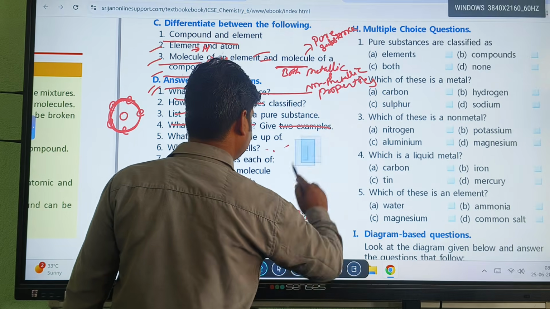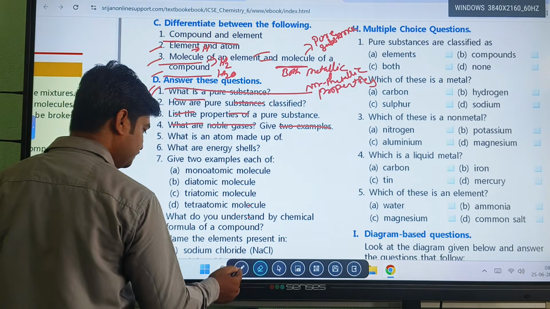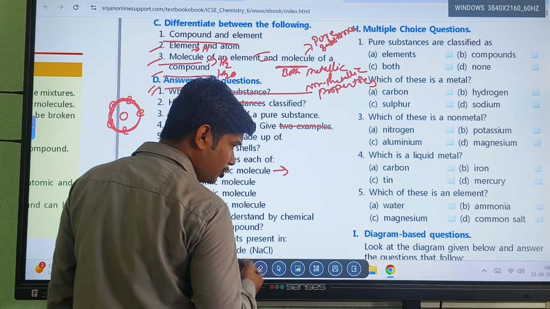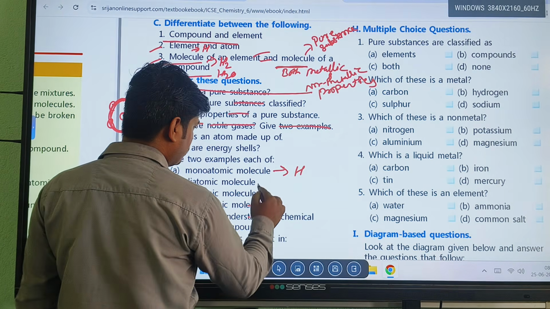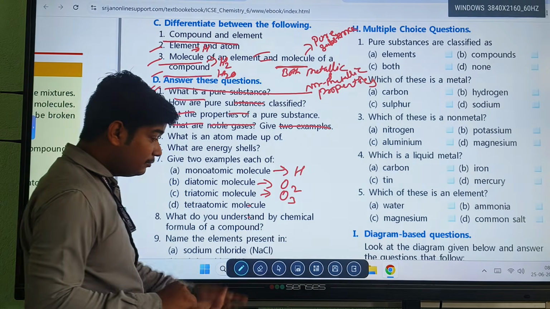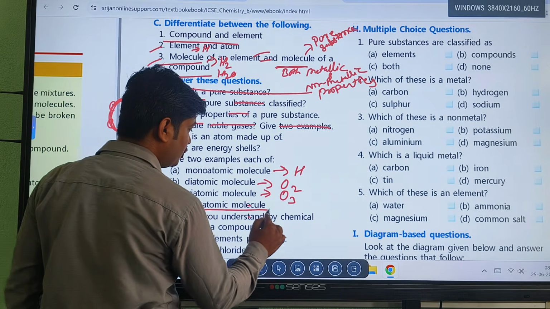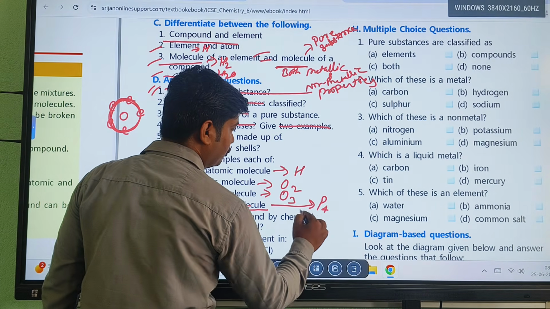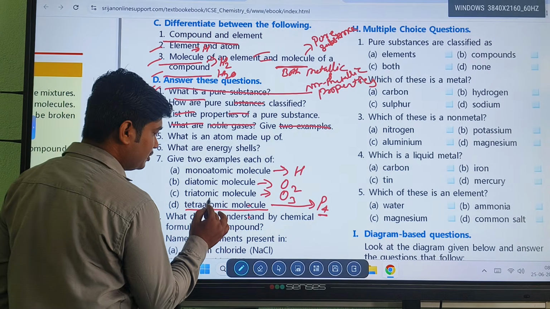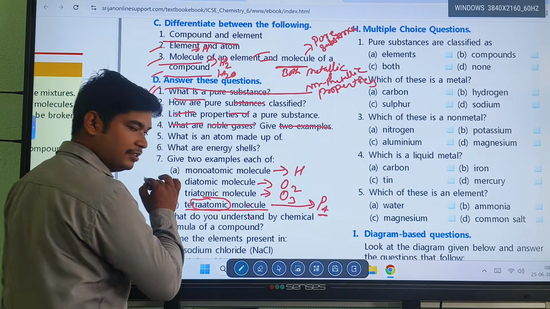Question number 7. Here it is written, give 2 examples of monatomic molecule. Monatomic molecule, what will you write? Hydrogen. Diatomic molecule, O2. Triatomic molecule, O3 will come, that is ozone. And tetratomic molecule, you can write here P4, phosphorus 4. How many atoms are here? 4 atoms. That's why it is known as tetraatomic.